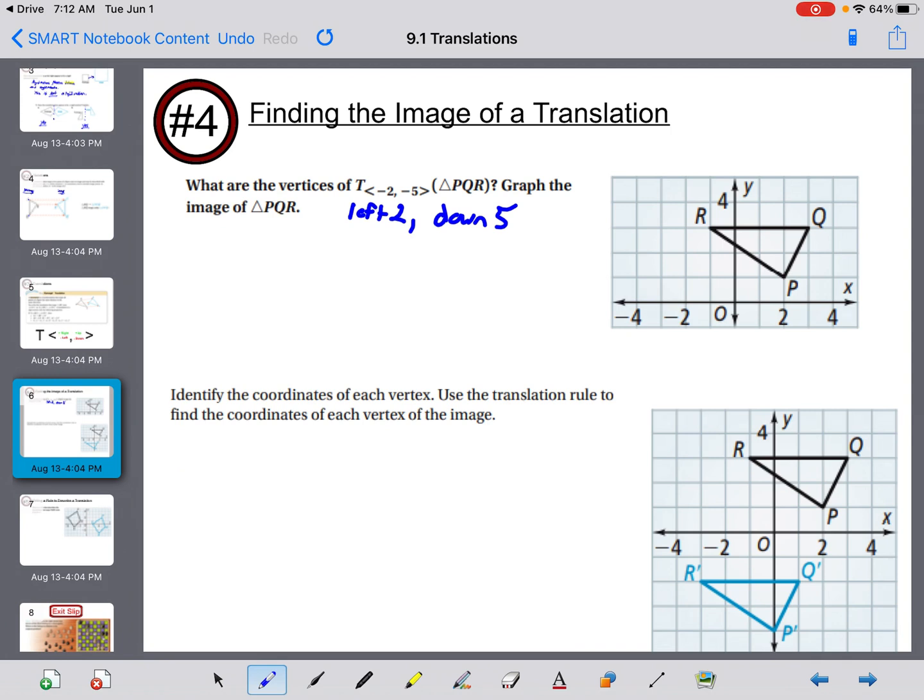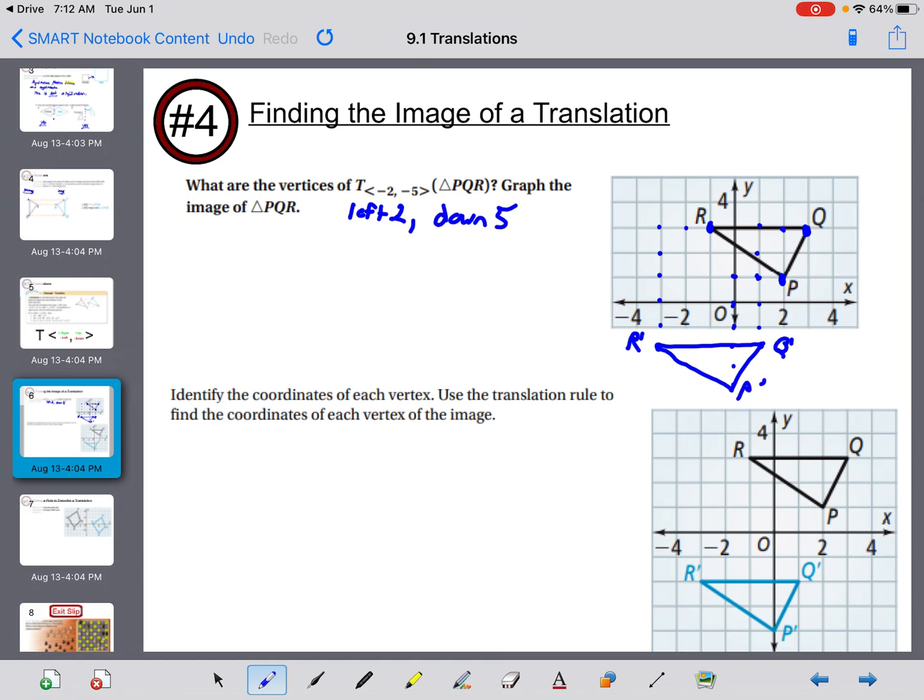Okay, so if we're going left 2 and down 5, each point is going to go left 2 and down 5. 1, 2, 1, 2, 3, 4, 5. Okay, and then your new image would be somewhere down here. Okay, R prime, Q prime, P prime.